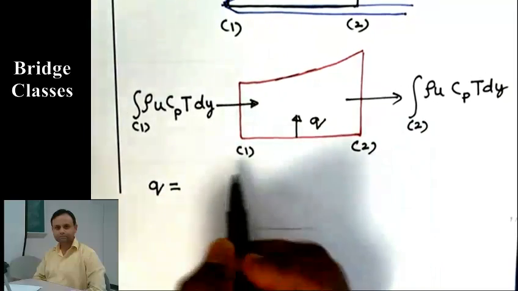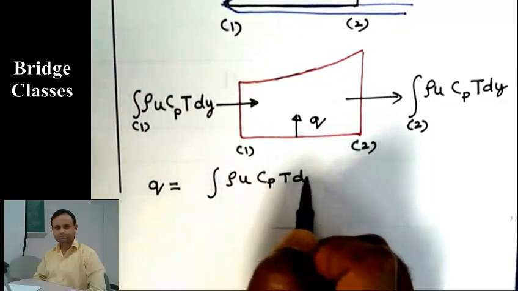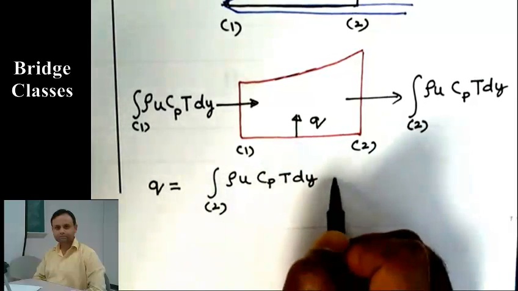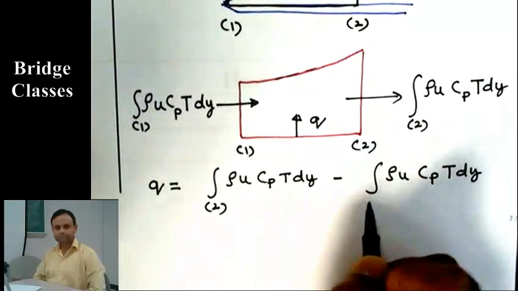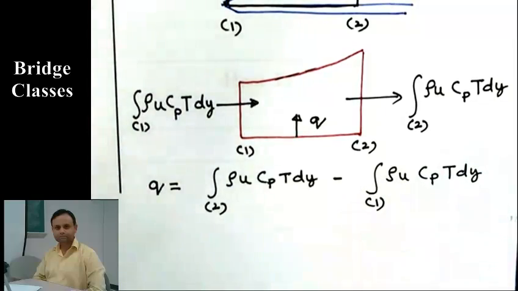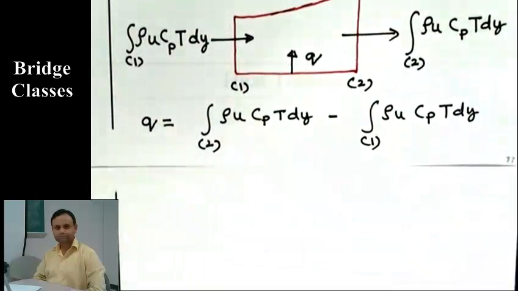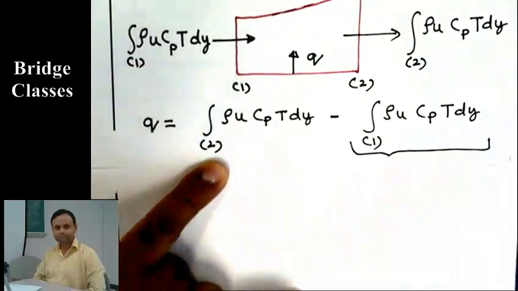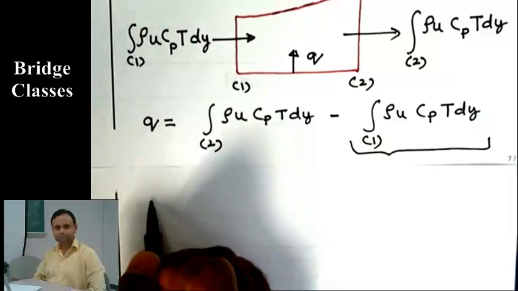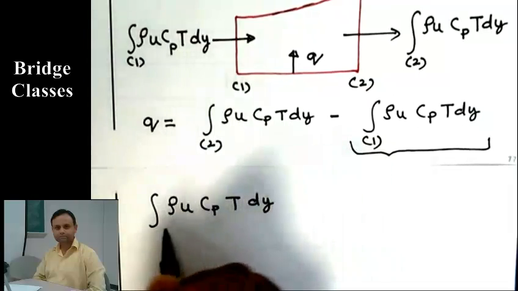Q equals integral rho u cp T dy at section 2 minus rho u cp T dy at section 1. That is Q, just the energy balance on this. Now we'll do the same trick that we did with the momentum equation. So see this thing. Let me just expand this term first, this integral rho u cp T dy at section 1.